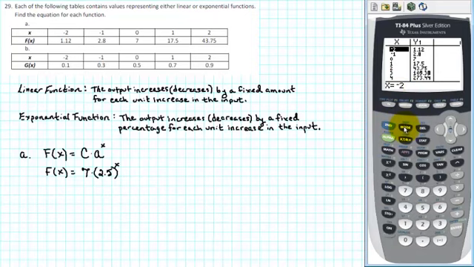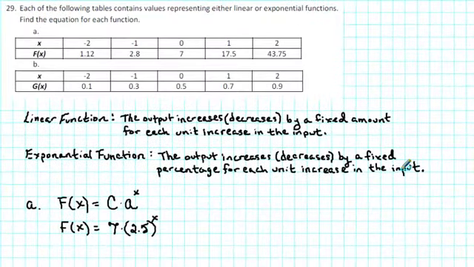Let's go back to our home screen. And let's work on part B. We want to check and see, is there a constant difference or is there a constant ratio? Well, this one I think we can just do mental arithmetic and see 0.3 minus 0.1 is 0.2. 0.5 minus 0.3 is 0.2. 0.7 minus 0.5 is 0.2. There's a constant difference between consecutive outputs, and so that tells us that g of x is a linear function.